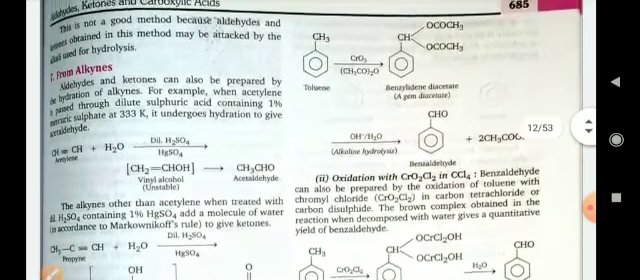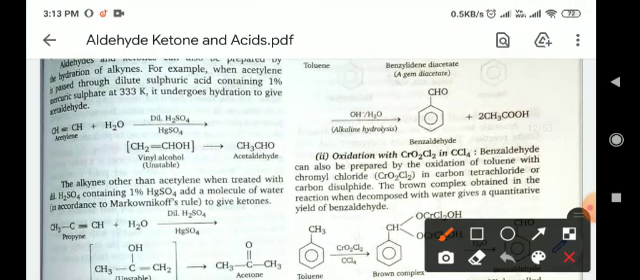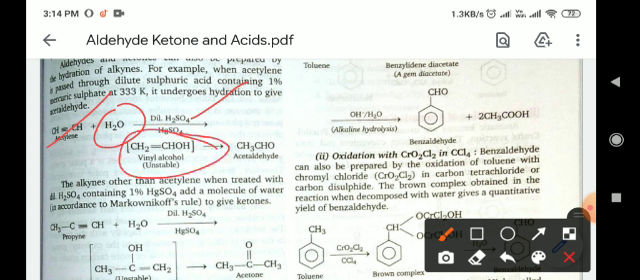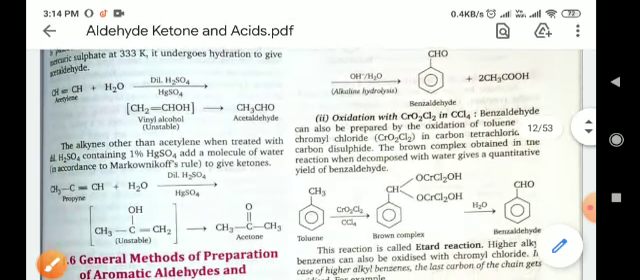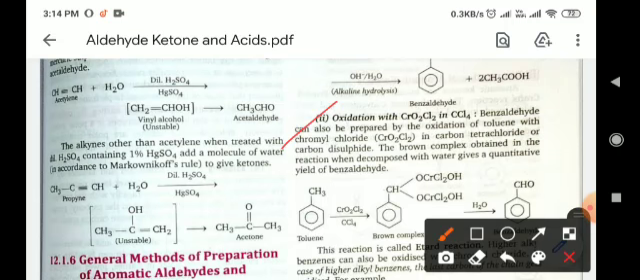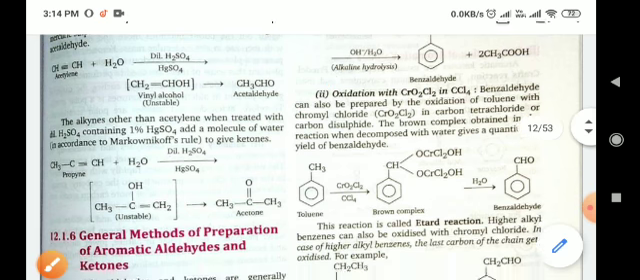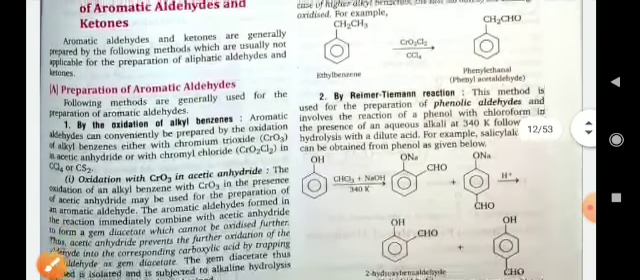Next, from alkynes. Now alkynes on hydrolysis in the presence of dilute H2SO4 and mercuric sulfate give vinyl alcohol, and this vinyl alcohol, after a hydrogen shift, is converted into acetaldehyde. And the other method, the oxidation with CrO2Cl2, will come in the aromatic system. We have studied here for aliphatic.